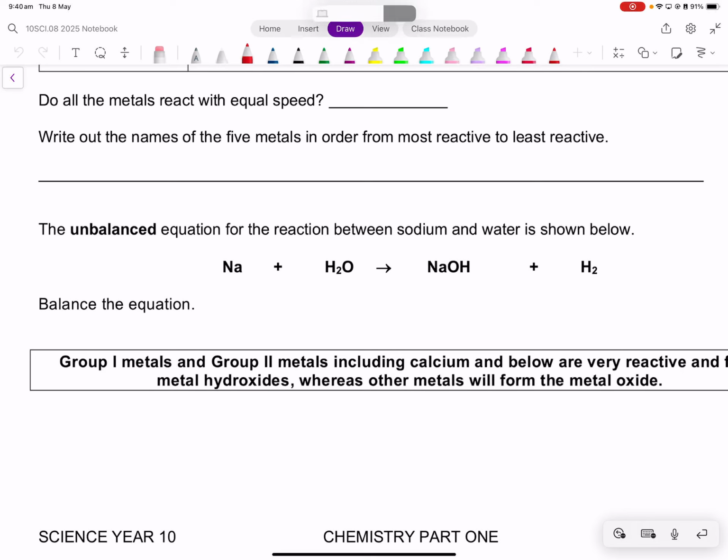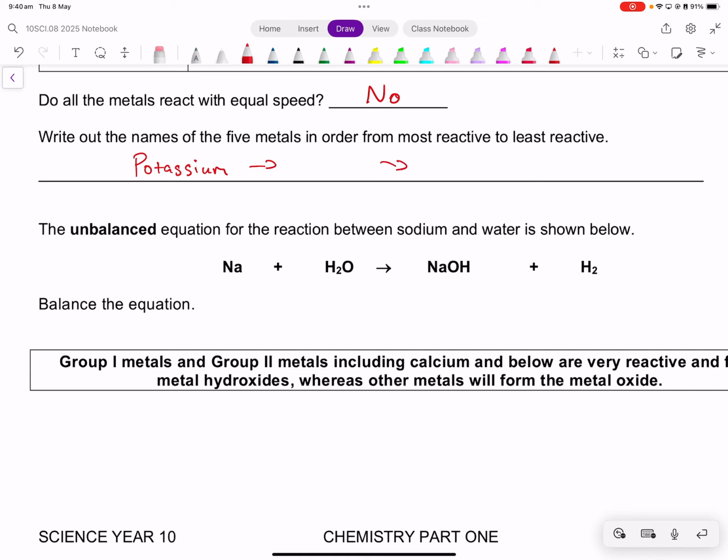When we did that experiment, did all the metals react with equal speed? No. Okay, so what was the most reactive metal that we saw? Potassium, okay. And after potassium, what was the next most reactive?